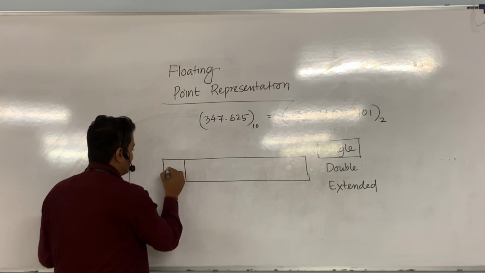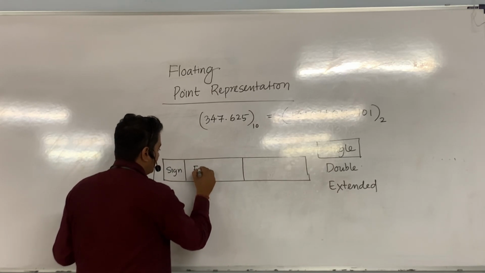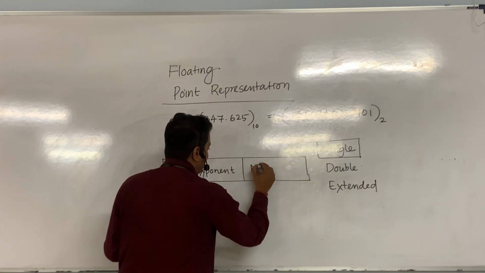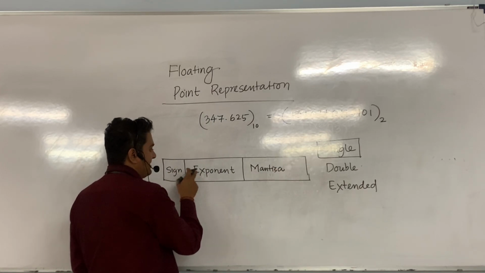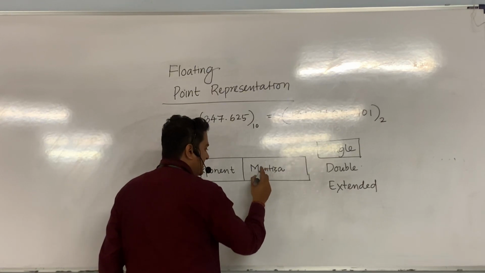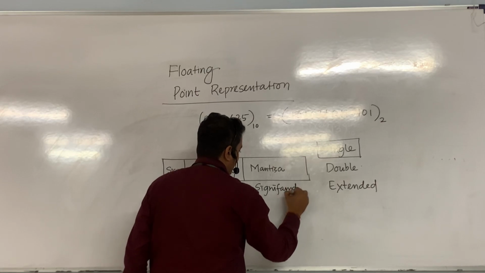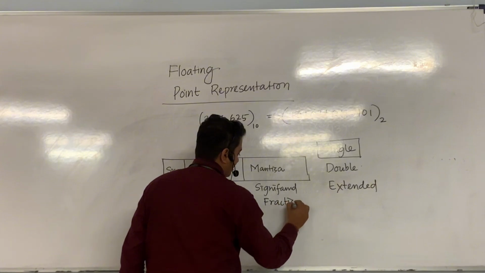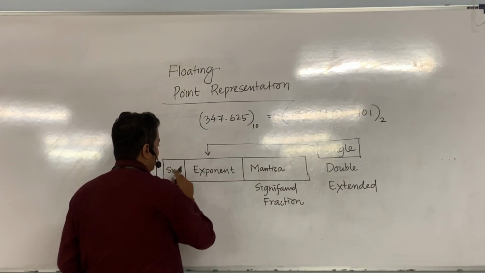First one is sign, second one is exponent, third one is mantissa. This mantissa is also called the significand, or it can also be called the fraction. So in this single precision format there are three parts.